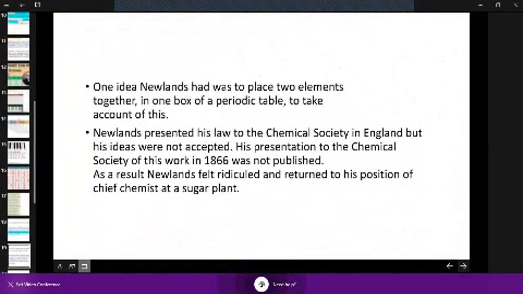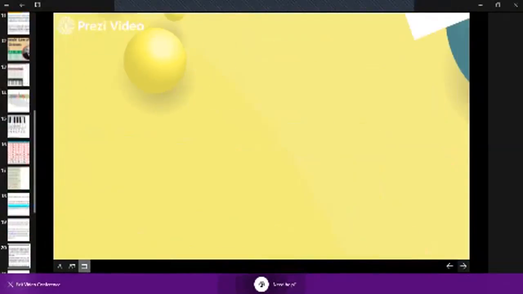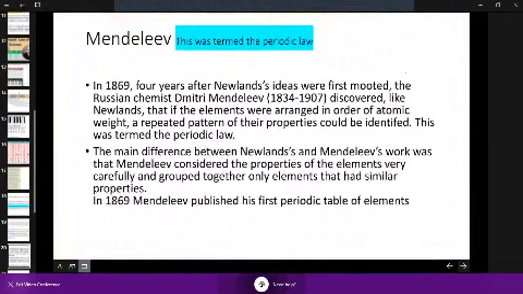New Zealand presented his law to the Chemical Society in England, but his ideas were not accepted. So as a result, after feeling so much being ridiculed, he went back to his position of chief chemist at the sugar plantation. So that's what happened. Sometimes I think we need to treat people fairly, otherwise we may prevent research to take place.